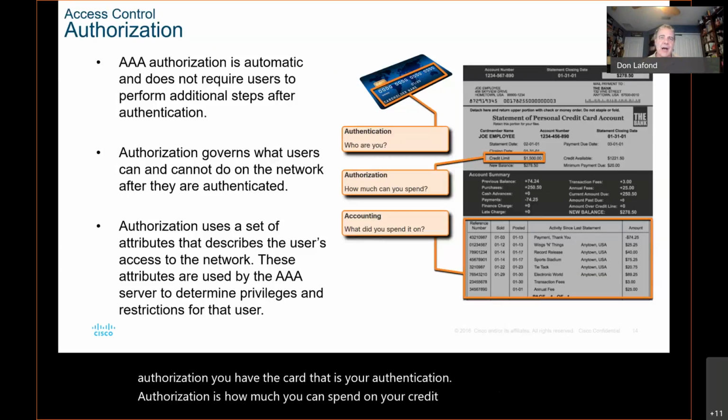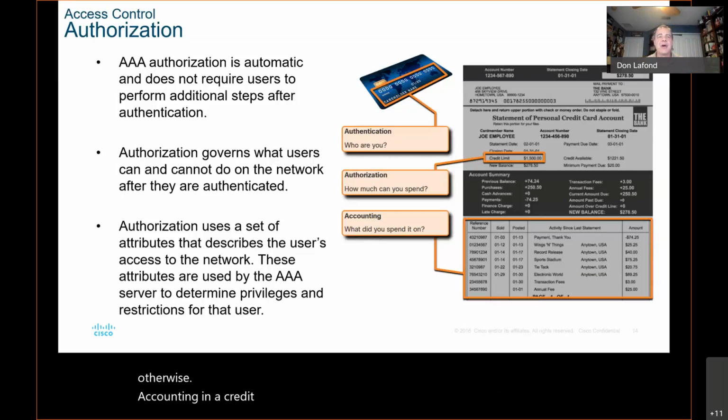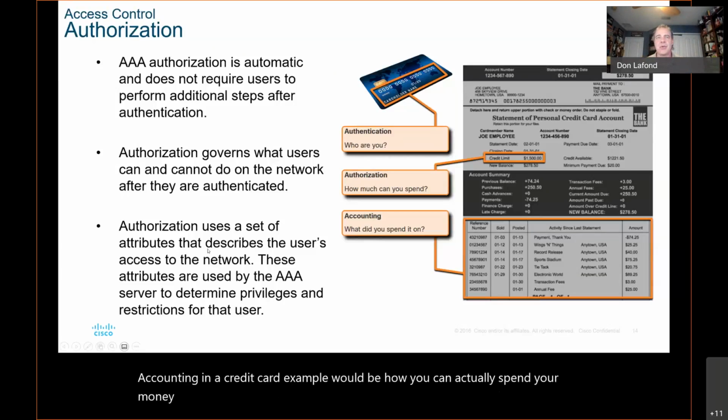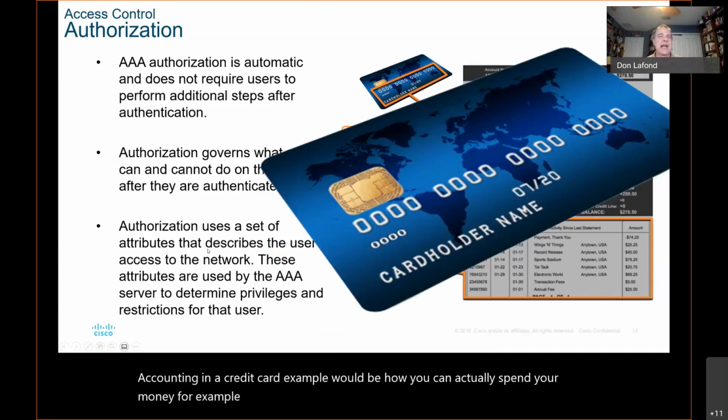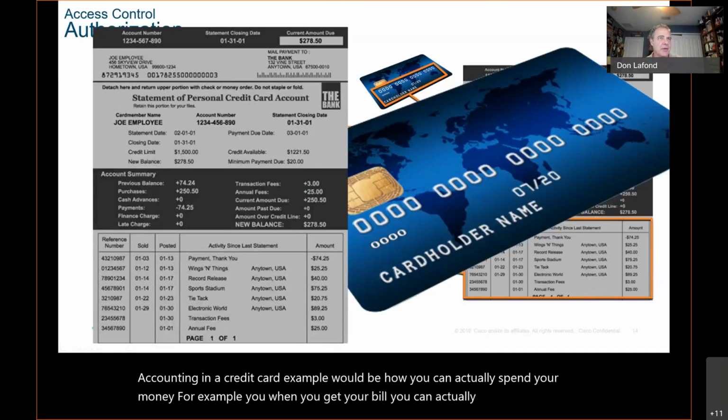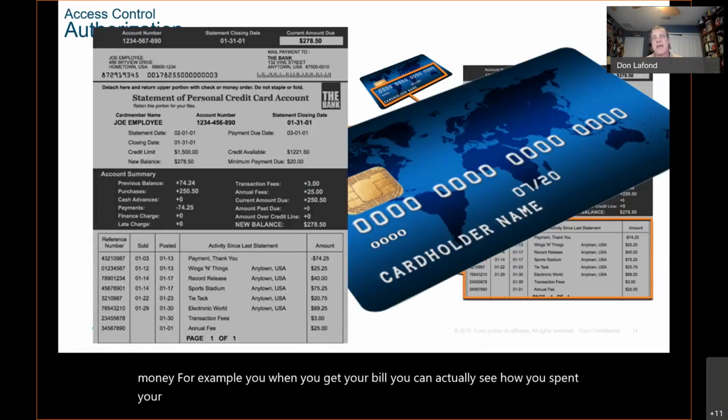And accounting, in the credit card example, would be how you actually spent your money. For example, when you get your bill, you can see how you spent your money. So after the fact, you can go back in and look at a credit card statement and say, oh, that's why I'm broke all the time.